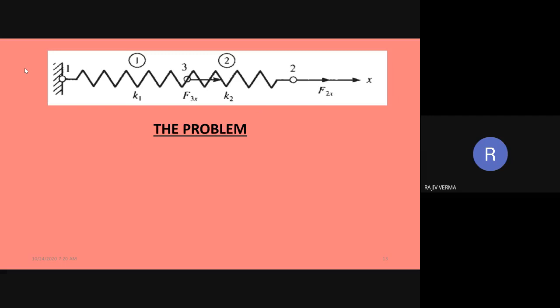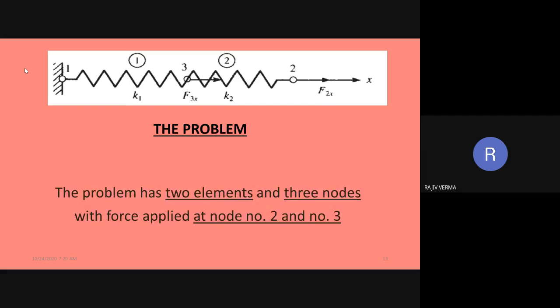And the x-axis is from left to right. This happens to be the global x-axis. Apart from this, element number 1 has a stiffness represented by K1. Element number 2 has a stiffness represented by K2.